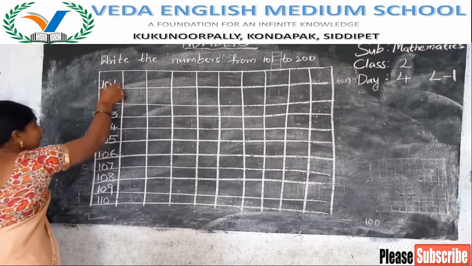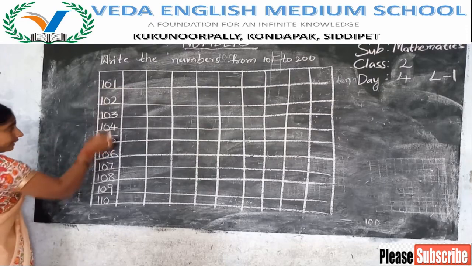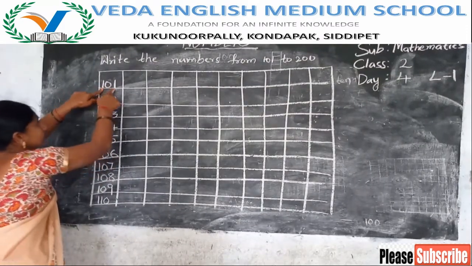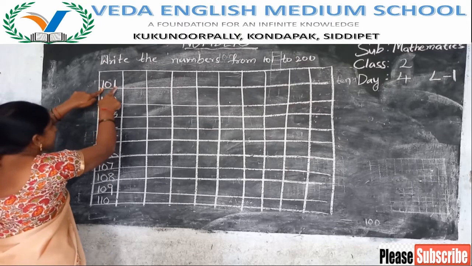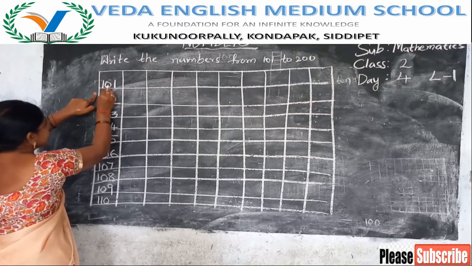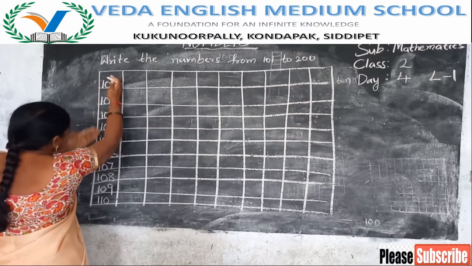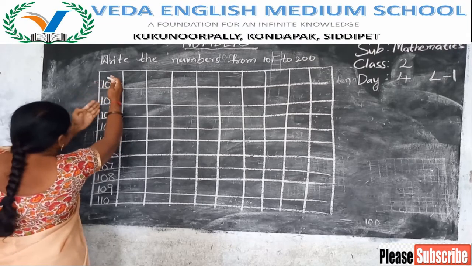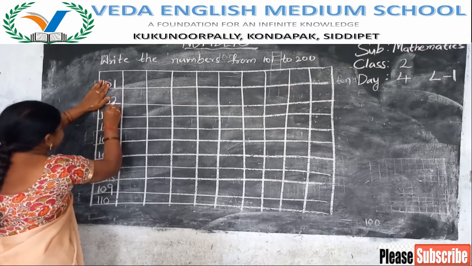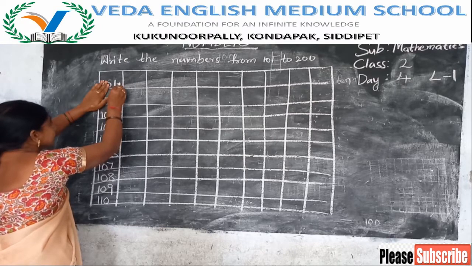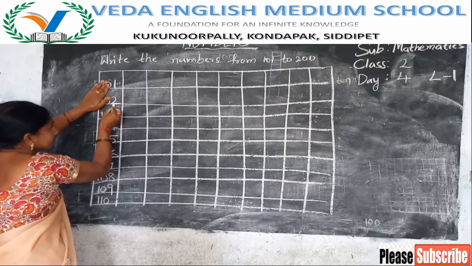110. See, Nana, here the numbers are increasing only one by one. Here 101. This is the ones place, this is the tens place, this is the hundreds place. In the tens place and hundreds place, the digits are the same. Only the ones place changes. When we add 1 in the ones place, 1 plus 1 is 2. So the next number is 102.